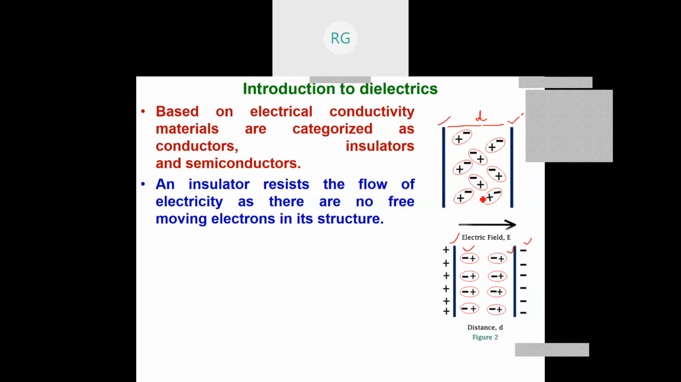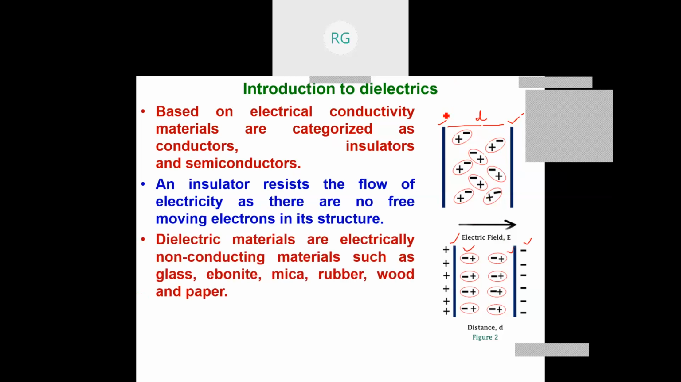That means the conduction band is completely empty and the valence band is filled. Therefore, as the conduction band is empty, we don't have any free electrons in the conduction band. Therefore, the conductivity is zero. Such materials we call insulators. Thereby, as no free electrons are there, it cannot conduct electricity through it.